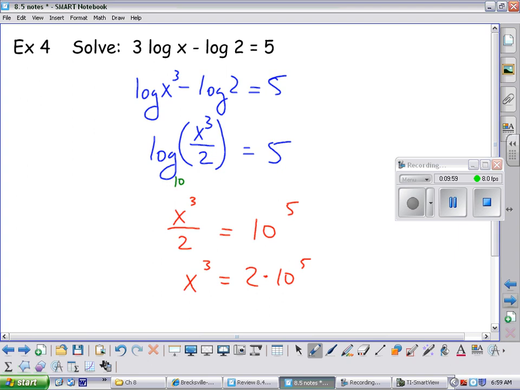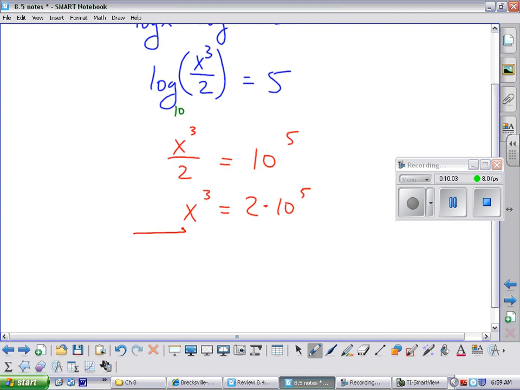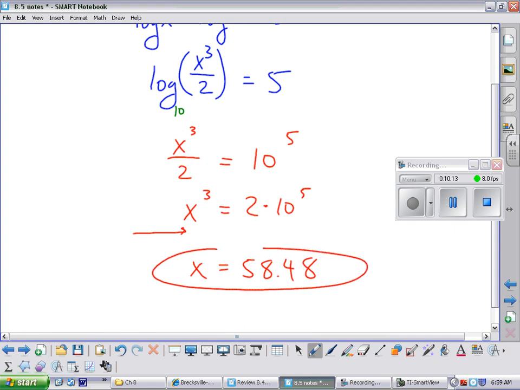For our intents and purposes right here, the quickest, easiest thing to do is take the cube root, and we get x equals 58.48. Bada bing. You'll be working with that in today's lesson.